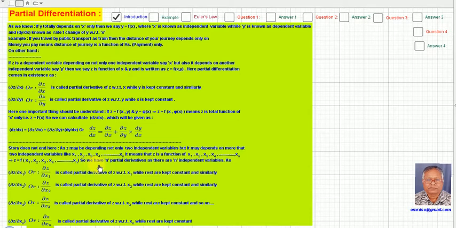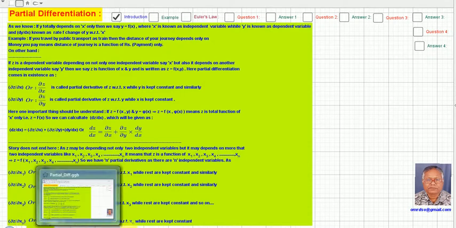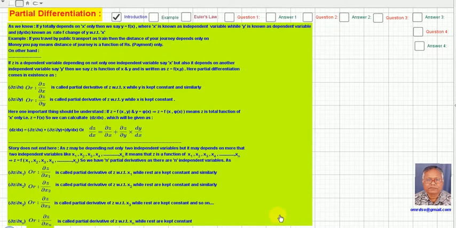In that case, del z upon del x1 is known as the partial derivative of z with respect to x1 while the other variables are kept constant. Similarly, del z/del x2 is the partial derivative of z with respect to x2 while the other variables are kept constant. Del z/del x3 is the partial derivative of z with respect to x3 while the others are kept constant. And similarly del z/del xn is the partial derivative of z with respect to xn while the other variables are kept constant. So let us see one example also.